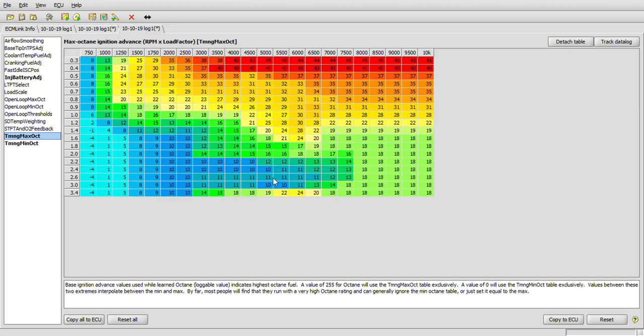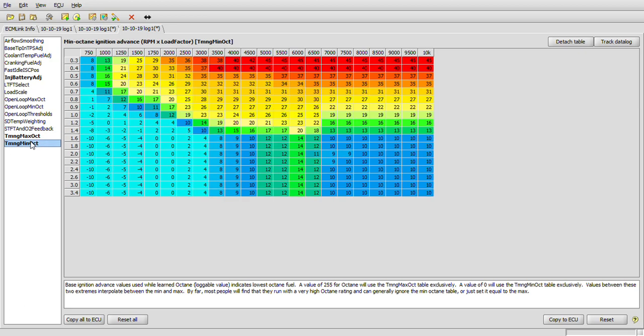The only problem that I really see here is that we have a higher value of timing here, and it drops down real low and then bumps back up real high. So if he gets into this range, we're going to be bumping a lot of timing in all of a sudden, pretty aggressively. And then the minimum octane, we've got 4 cells highlighted here that have been changed. So why just those 4 particular cells, I really don't know.